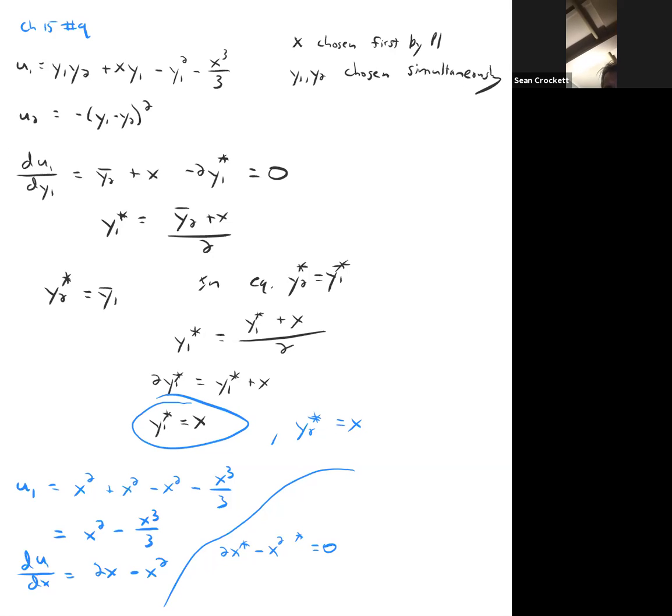So that means that 2x star minus x star squared equals 0. And so we can divide both sides by x. And so, 2 minus x equals 0, and those x's are x stars. And so that has a solution when x equals 0. And it also has a solution when x equals 2.